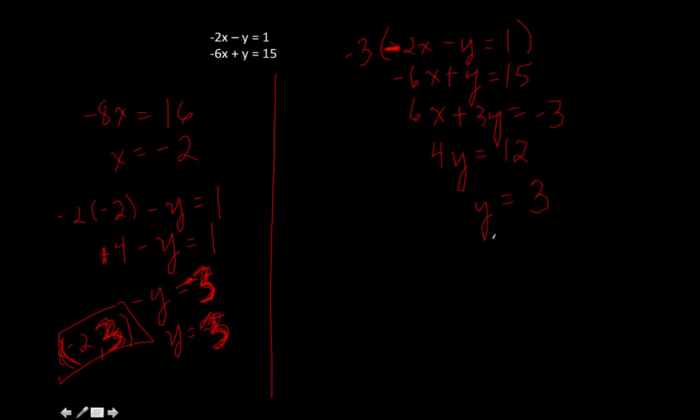Okay? So y equals 3 over here, doing it this way, and then you'd have to solve for x. So minus 2x minus 3 equals 1. Minus 2x equals, adding 3 to, minus 2x.